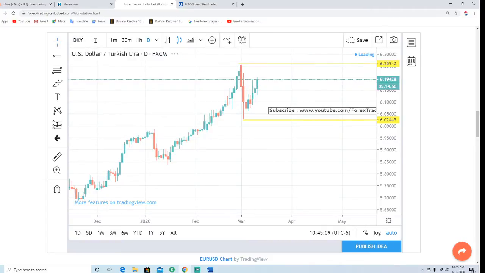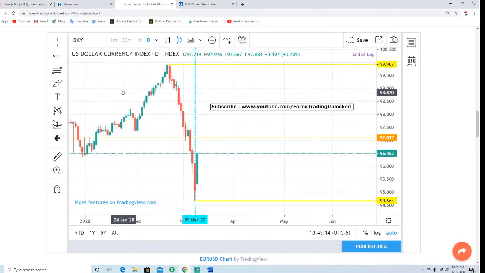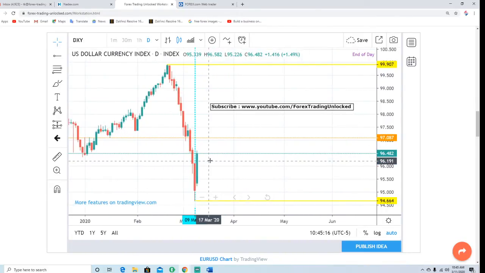So since we mentioned the dollar index, let's bring this over here. As you can see, the dollar index yesterday had a very, very big bullish move. Just between Monday and Tuesday, the dollar index is only slightly higher on the week, but the volatility it has had is ridiculous.